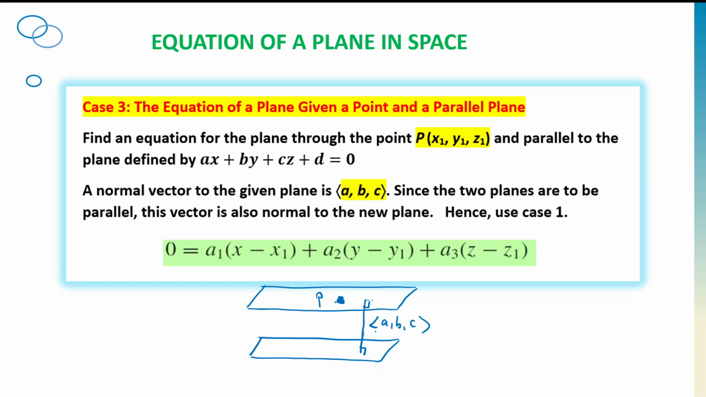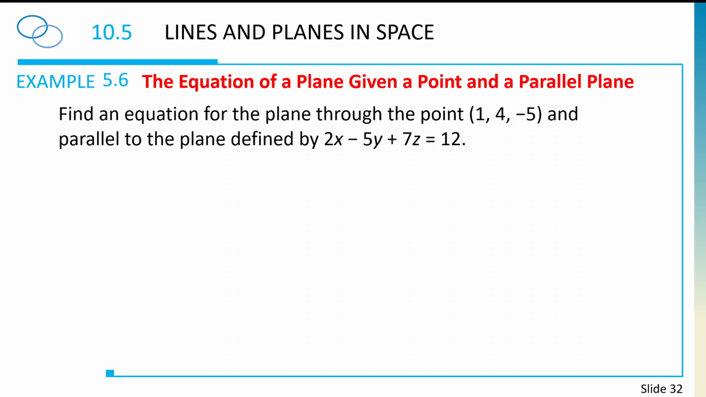So now I have a point and I have the normal vector. I can use case 1 directly. Fine, this is the idea in general. If the two planes are parallel to each other, then the normal for the first one is normal for the other one. They always have the same relationship. Okay, see the question for case number 3. The question says that I need to find an equation of the plane that passes through the point 1, 4, -5 and is parallel to the plane defined by 2x minus 5y plus 7z equals 12.